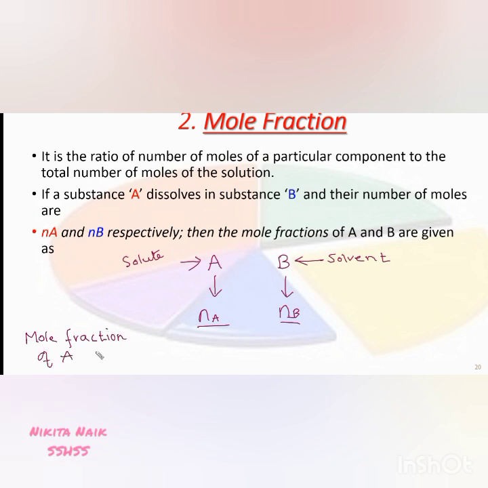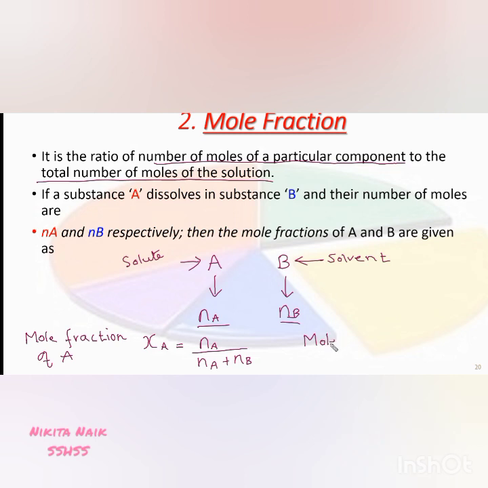of A, it is given by Xa and will be equal to number of moles of a particular component. So the component is A. So number of moles of component A is given by Na divided by total number of moles of the solution. There are two components in the solution and the number of moles are Na and Nb. So it will be Na plus Nb.